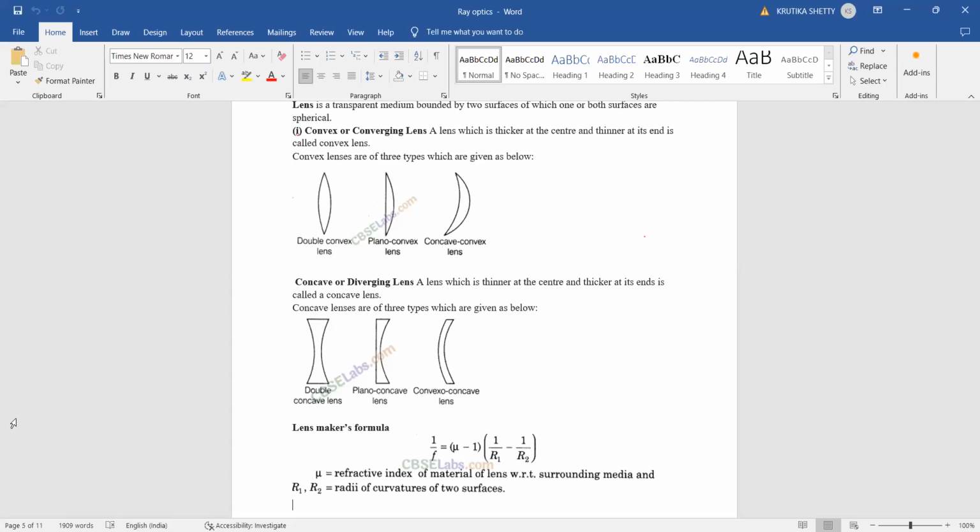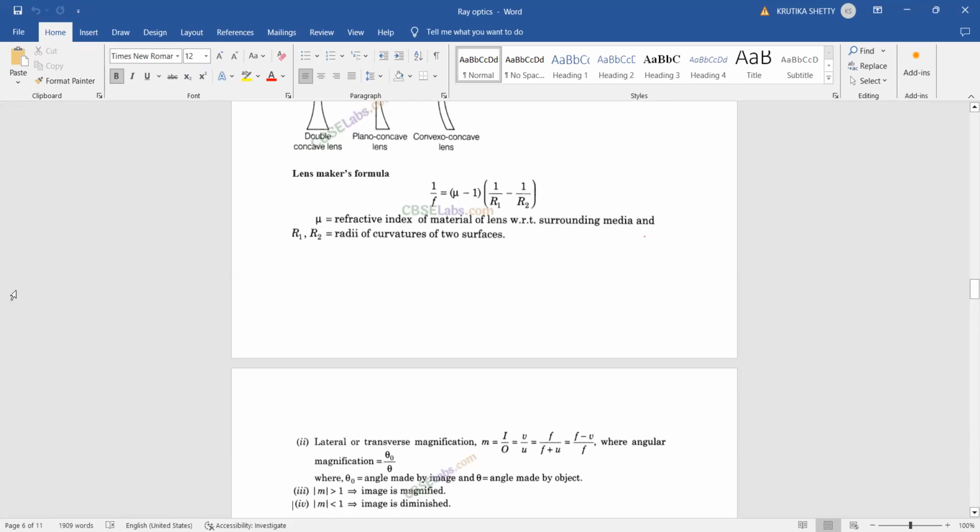So concavo convex is done. The convex lens is also called a converging lens. Next we have the concave lens. The concave lens is also called the diverging lens. Here also you will see three types.